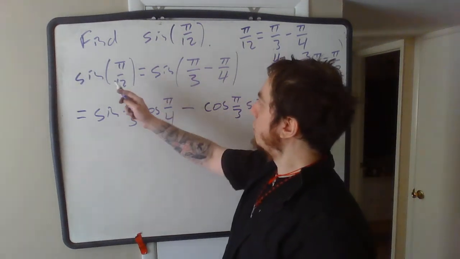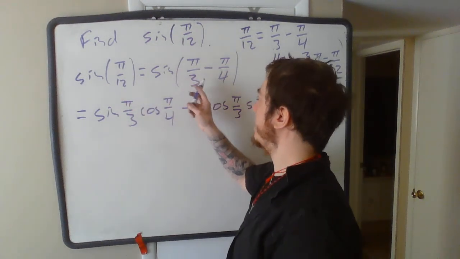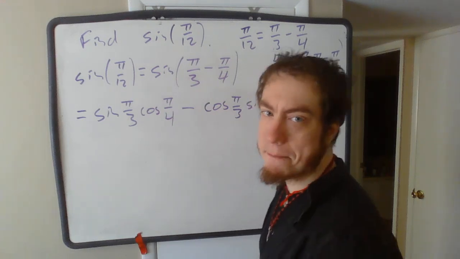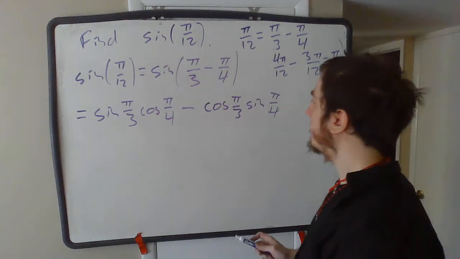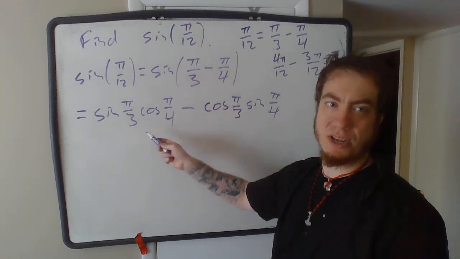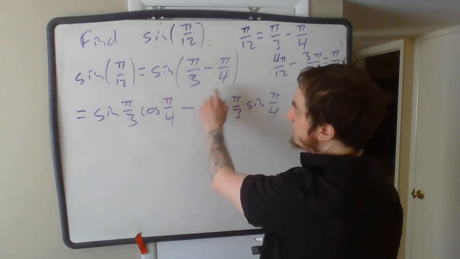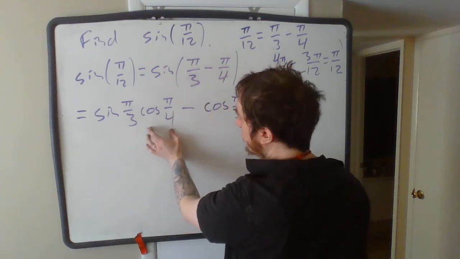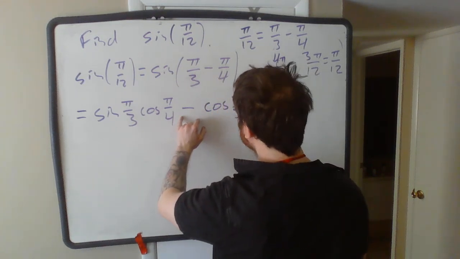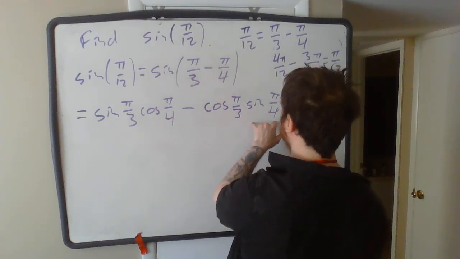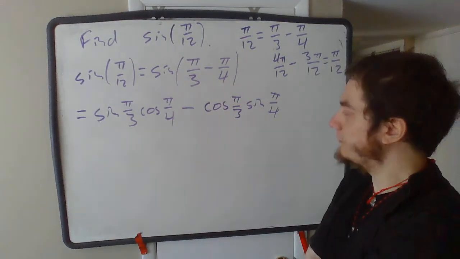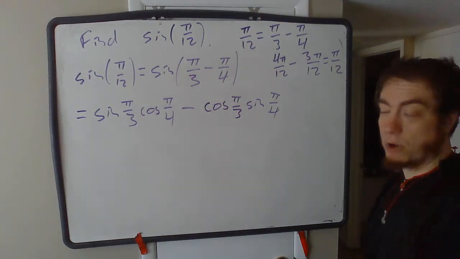So what I've done here is plug that into the sine function, and then we apply the difference identity for sines. So we can say sine of pi over 3 minus pi over 4 is the sine of pi over 3 times the cosine of pi over 4 minus the cosine of pi over 3 times the sine of pi over 4. Okay, so now what do we do?